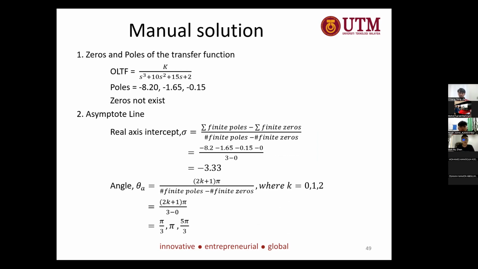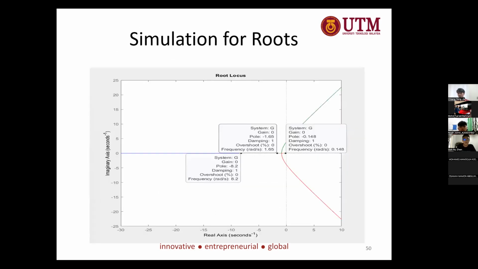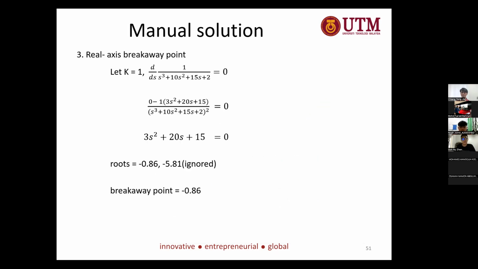Next. So the manual calculation for plotting the root locus. First, we find the poles of the transfer function, then find the asymptote line. The poles of the transfer function can be proved by these 3 points in the MATLAB graph. Then find the real axis breakaway point by differentiating the transfer function, assuming k equals 1. Then we obtain a breakaway point, and prove it by MATLAB.